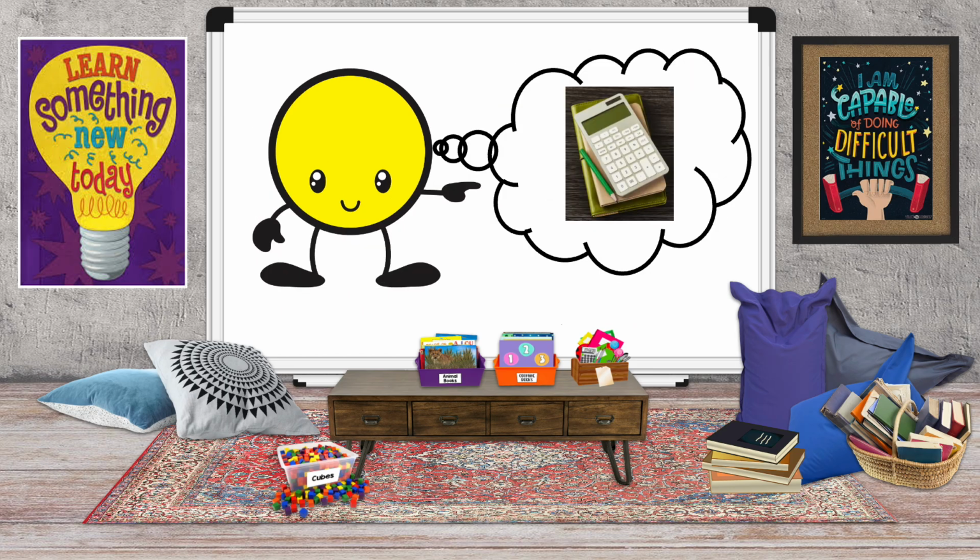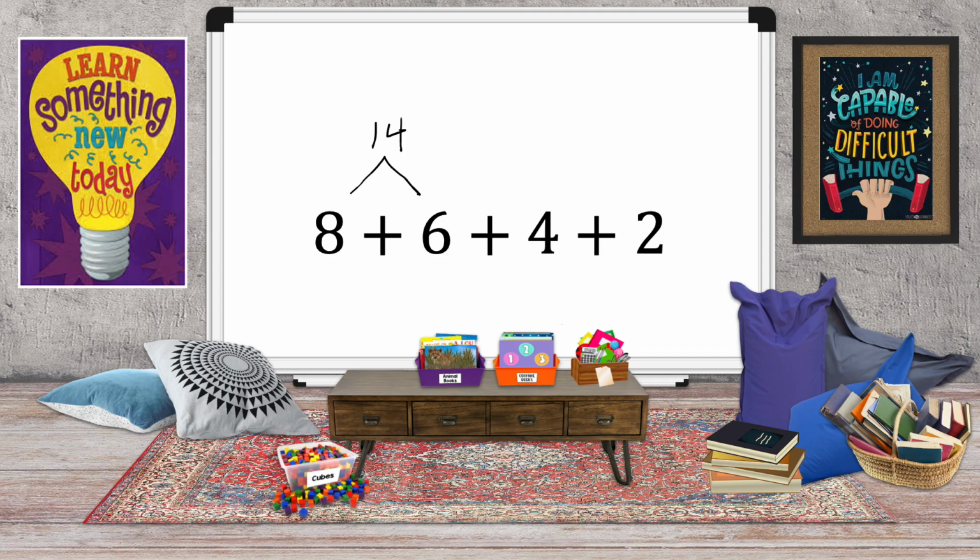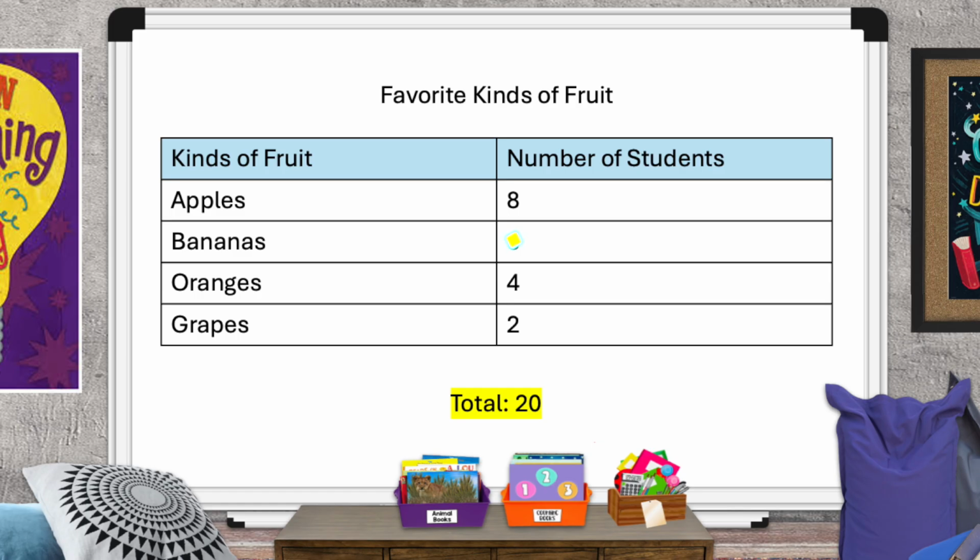Step 2. Find the total. Add up all the numbers to make sure you have the total. Here it's 8 plus 6 plus 4 plus 2. 8 plus 6 equals 14, plus 4 equals 18, plus 2 equals 20. 8 plus 6 plus 4 plus 2 equals 20 students.